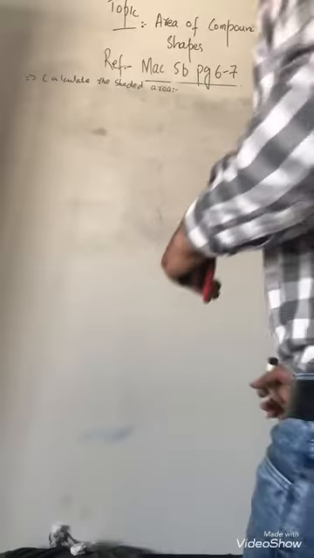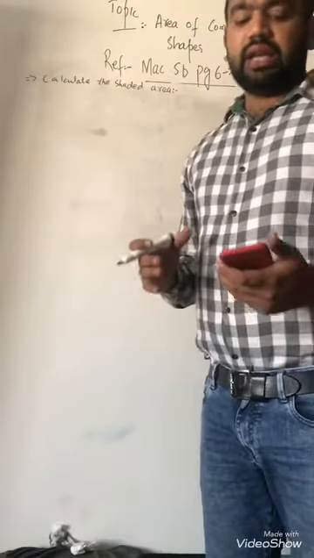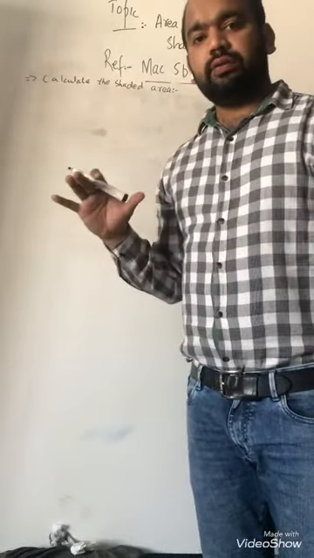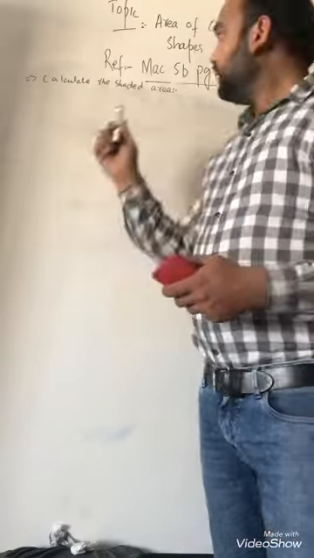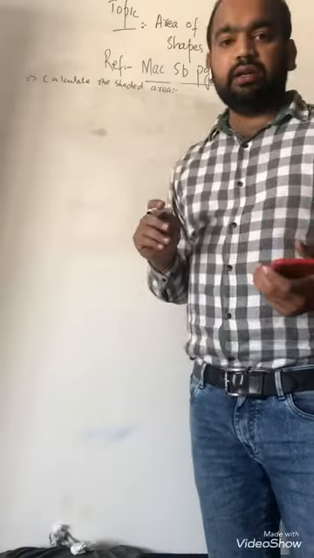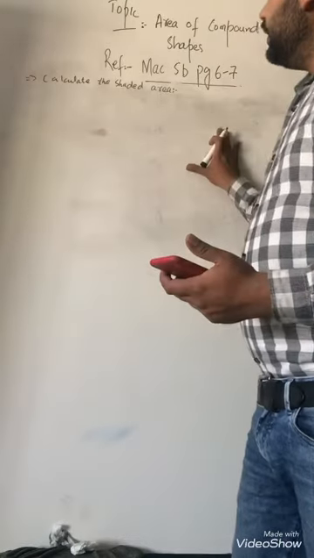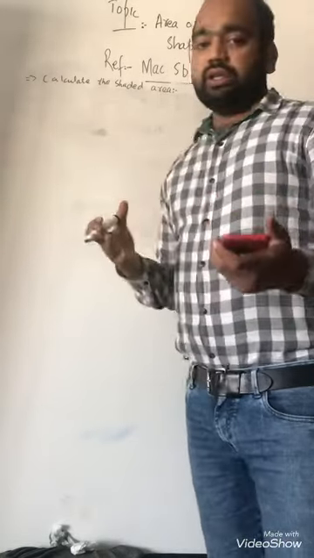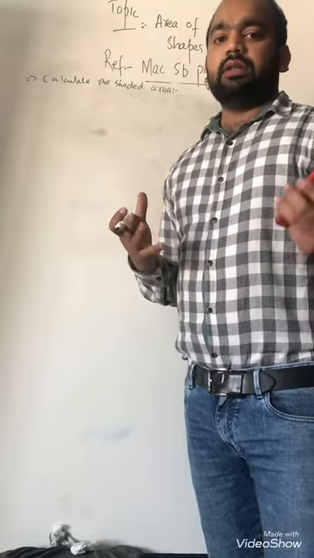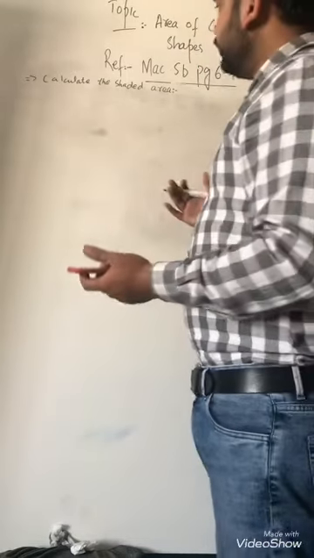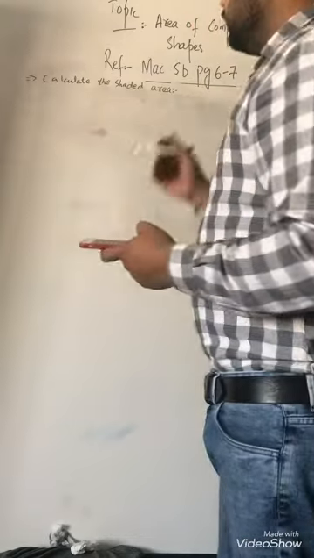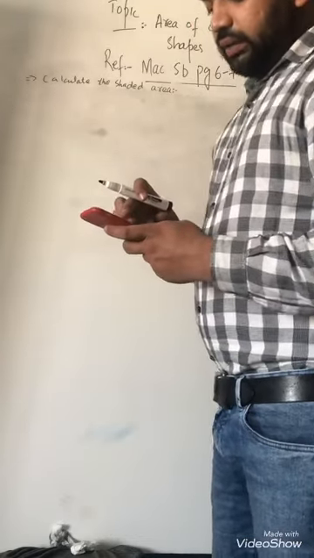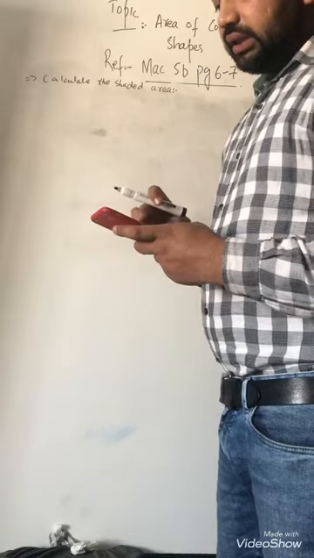Alright students, now we have another one, the last question of this topic, the area of compound shape, right? Page number 7 of Macmillan, right? So we are here, I am going to share the strategy of how you can find out the shaded area, that is of question number 2, and I have the picture of that question as well here.